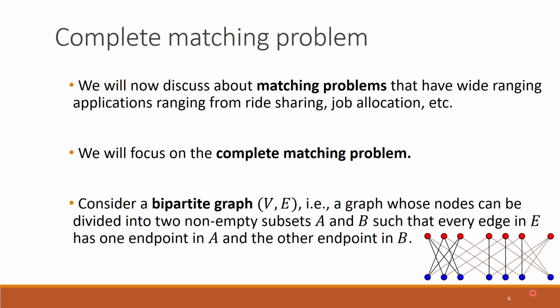Why is this useful? You can think that maybe the top set of nodes represents the set of customers, and the bottom set of nodes represents the taxis that are there. So, we have to do some kind of matching here. That is why the only edges that are present are between these two sets A and B.